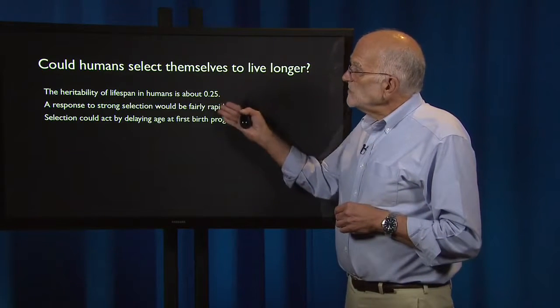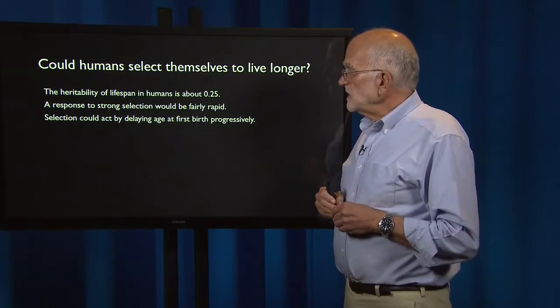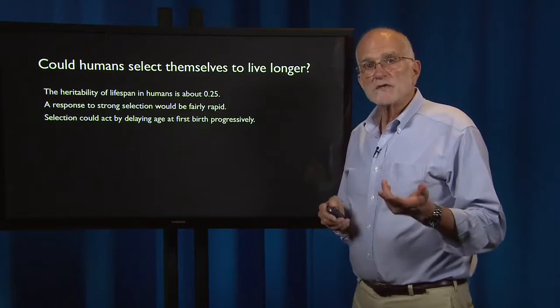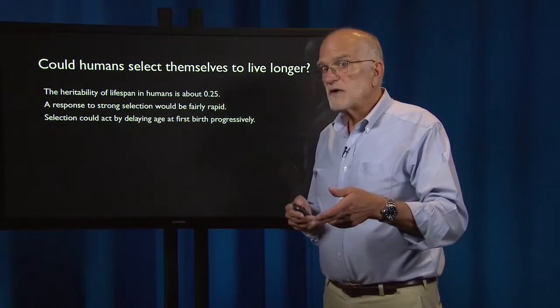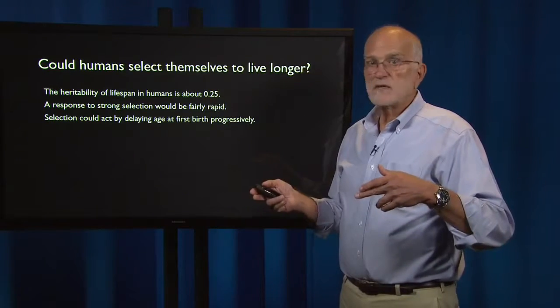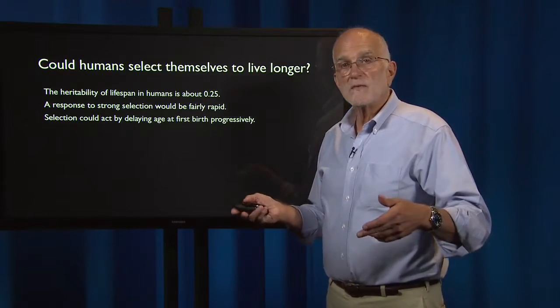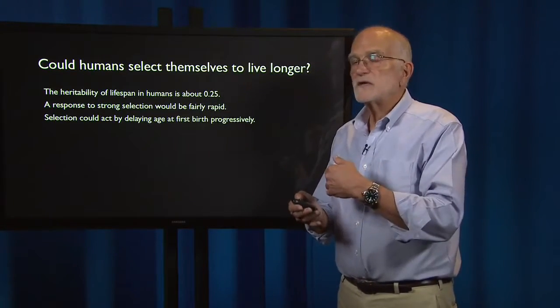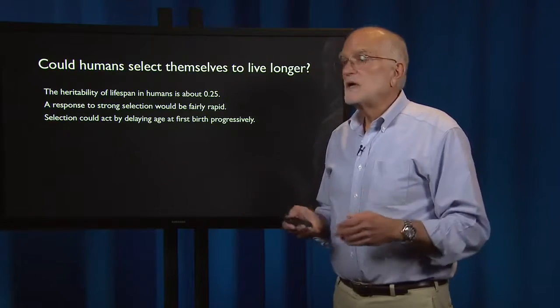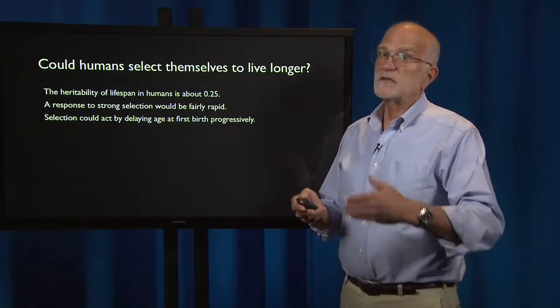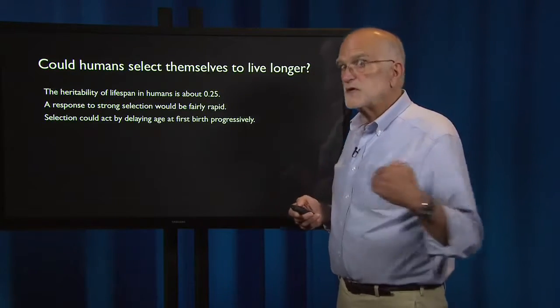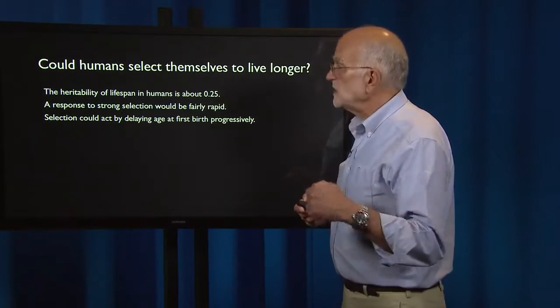One could carry out that kind of selection simply by delaying age at first birth progressively. So everyone would agree, okay, we're not going to have any children until we're 25, and then after we had come into equilibrium at that point, we could say, oh, now we're not going to have any children until we're 30, and let that come into equilibrium, and then 35, and then 40, and so forth, just increasing the delay until the first child appears.